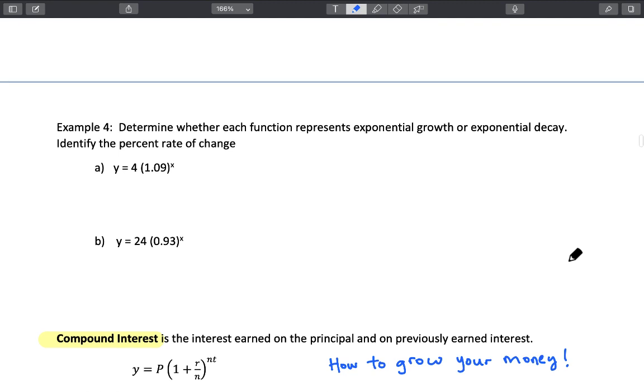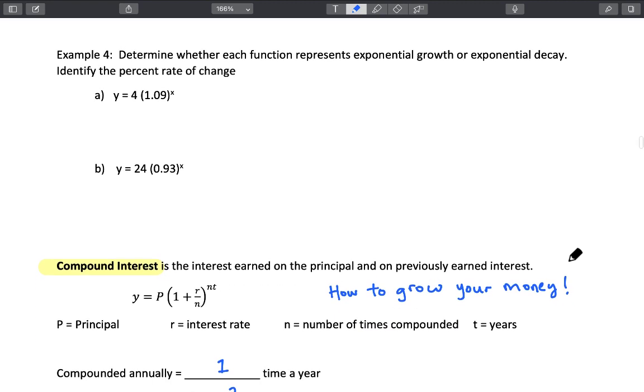All right, let's flip the page over here. In example 4, it just says determine whether each function represents exponential growth or exponential decay. Now they're giving us equations rather than tables of values. And our hint here is to look at our growth factor. Our growth factor is the one that is the base that has the exponent on it.